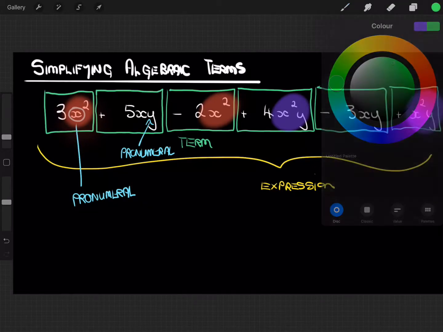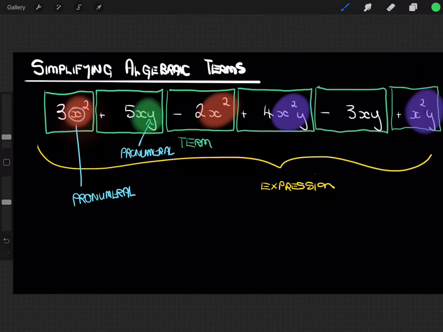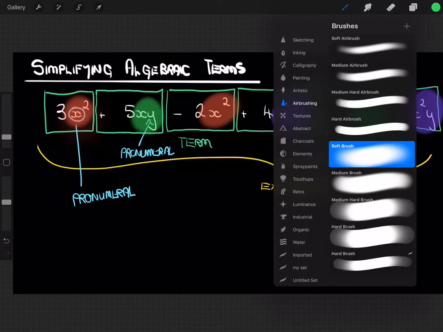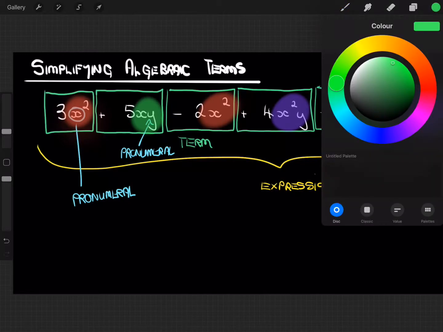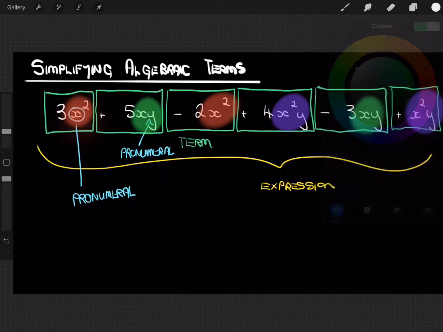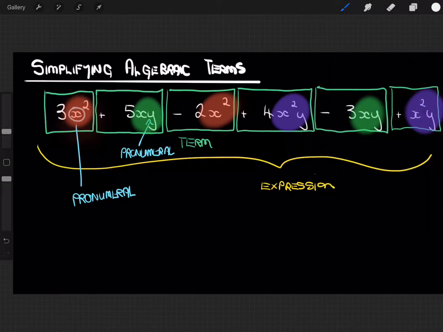If we had a look over here, we can see that there's an xy term here, and there's another xy term here. So they are like terms. So we need to be able to identify like terms. Okay. So we'll just perhaps label that. So for example, those two there are called like terms.